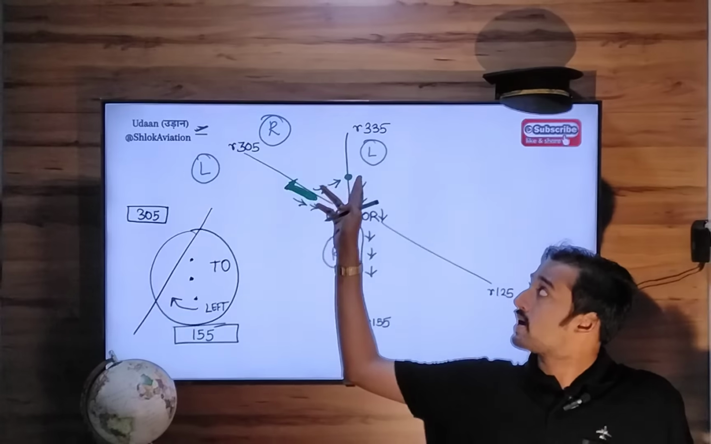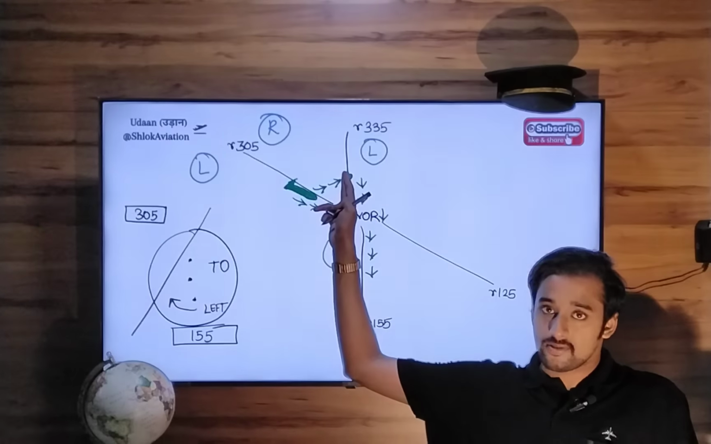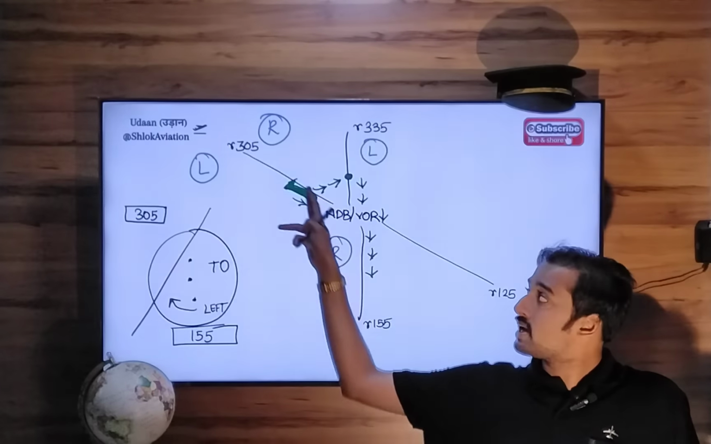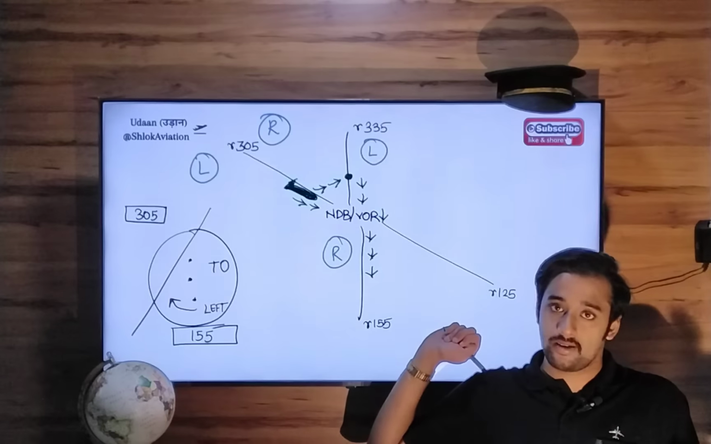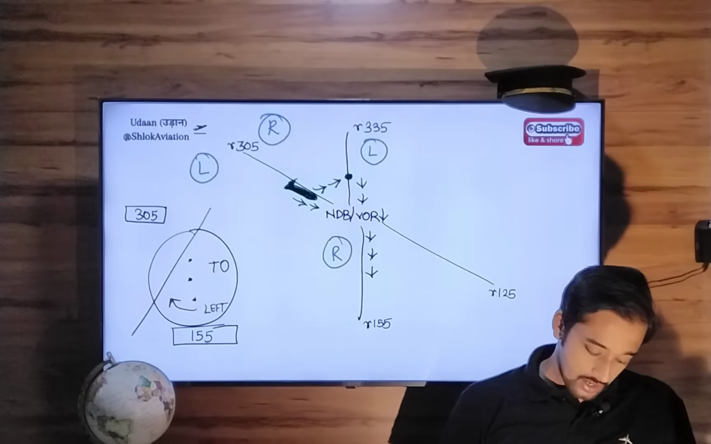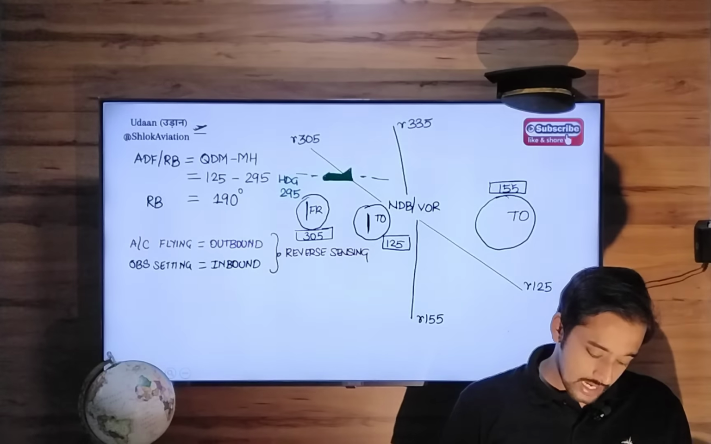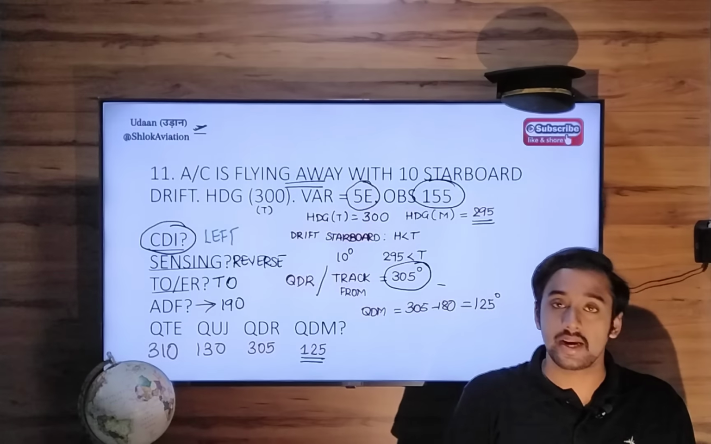And you can go to radial 335 if you make a left turn from 305. Okay, and then fly inbound like this. If you don't make a left turn, you continue flying straight like this, you will transition to radial 125. Okay. So what will the CDI indication show? The answer is the CDI indication will show you a left indication.